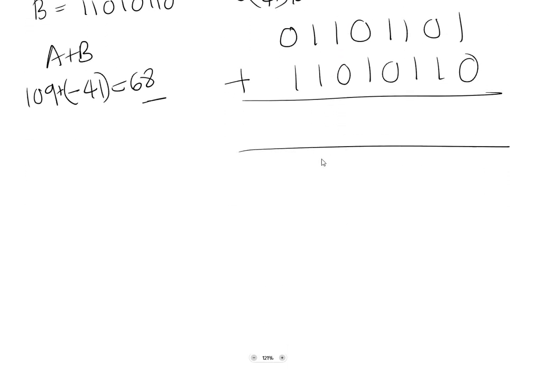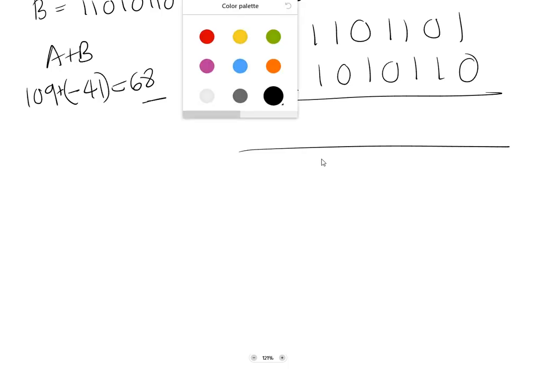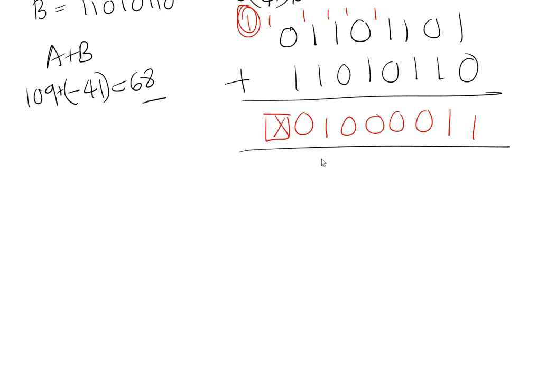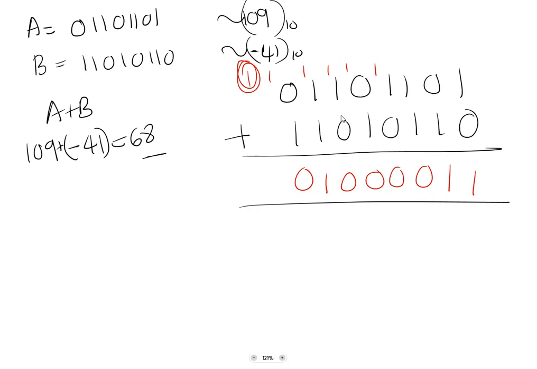I'll use a different color pen just so it helps when looking at it. So this becomes a 1, this becomes a 1, this becomes 1, 0, 1, 0, 1, 0, 1, 0, 1, 1, and 1, 0. This 1 here, I would like to write it down here, but I can't, because in this particular representation, I have only 8 bits.